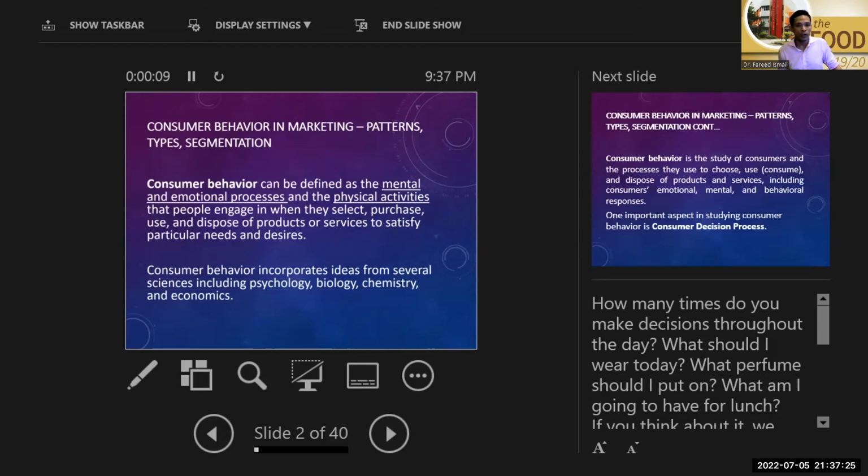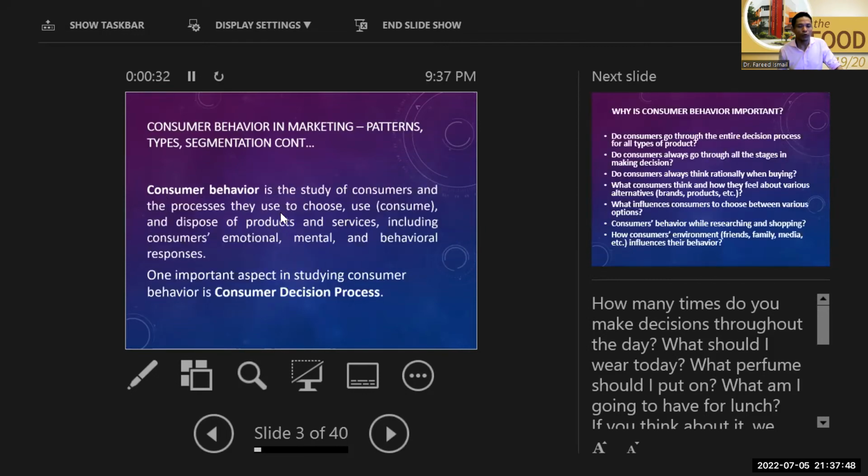In short, if you ask me for the definition, consumer behavior can be defined as the mental and emotional processes and the physical activities that people engage in when they select, purchase, use, and dispose of products. Or you can also define consumer behavior as the study of consumers and the processes they use to choose, use, and dispose of products, that is the in, processing, and out, of products and services, including consumers' emotional, mental, and behavioral responses.